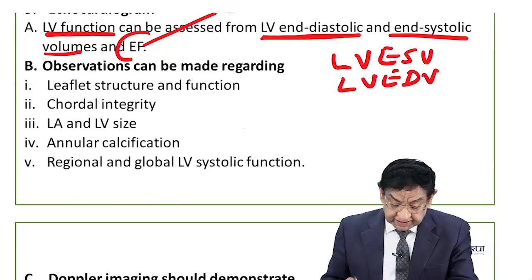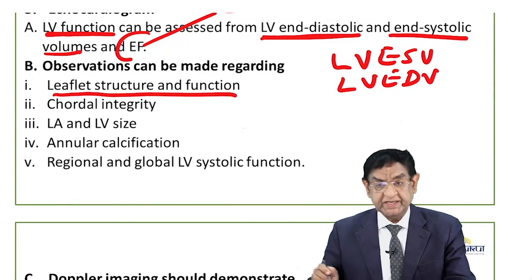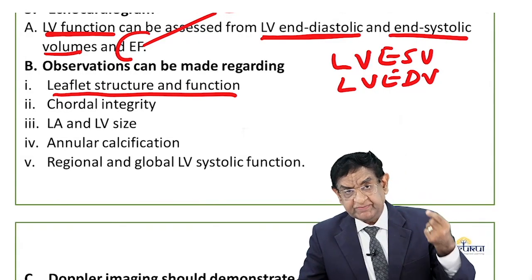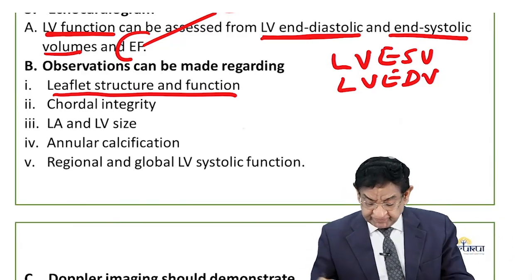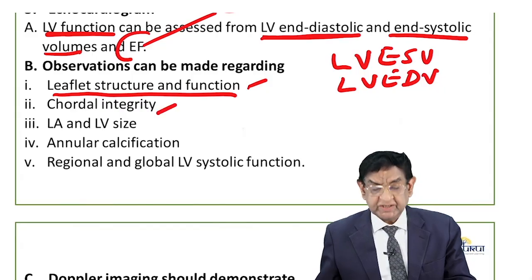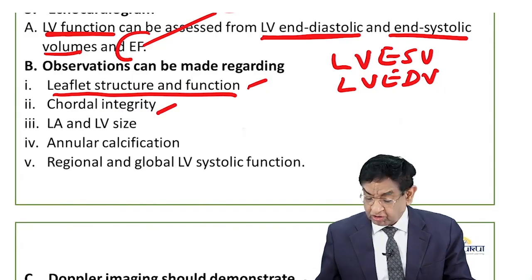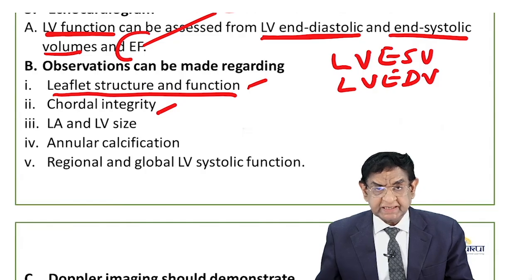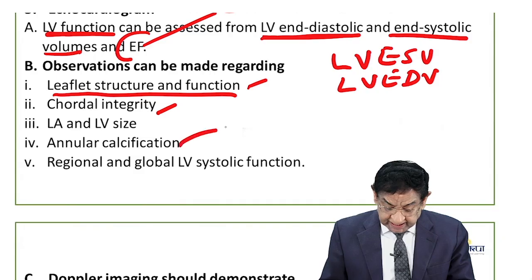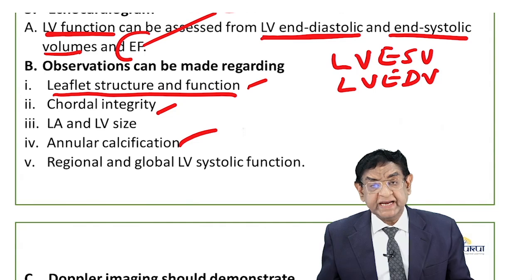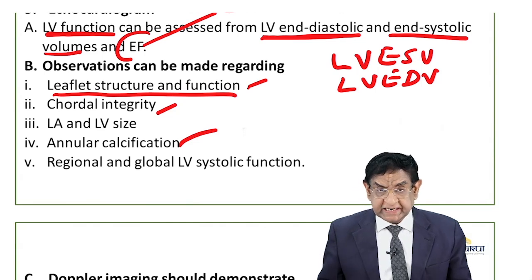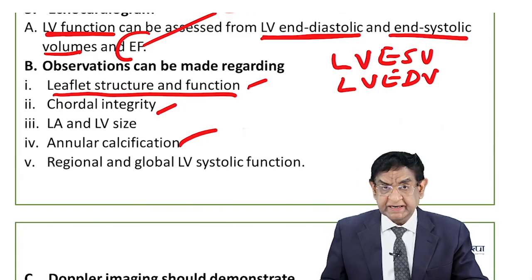We can also see leaflet structure and function. Definitely we can see directly whether the leaflets are deformed or calcified. We can see even the chordae tendineae by which the papillary muscle is attached to the valve cusp. We can also see annular calcification, whether there is calcification of the annulus, which occurs in an elderly person, and that is an important cause of MR in elderly persons.